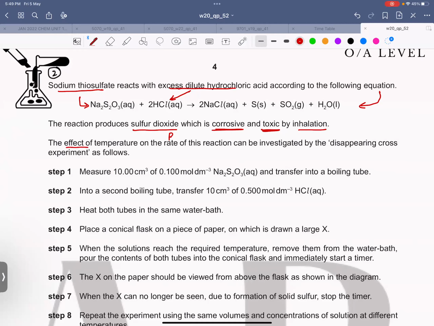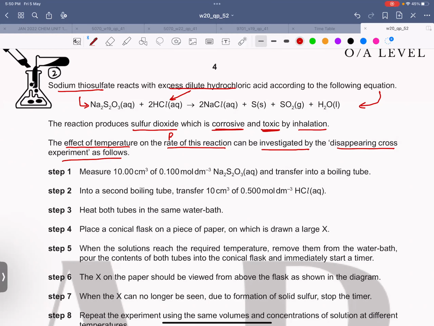Now, the effect of temperature on the rate of this reaction can be investigated by the disappearing cross experiment as follows. Okay, so what happened in the cross experiment? If some of you have done the lab in P3, there is an insert where, instead of a cross, there is some writing. We put a container on it, and then we mix both the solutions, start the stopwatch, and just wait till the writing on the paper disappears from the top.